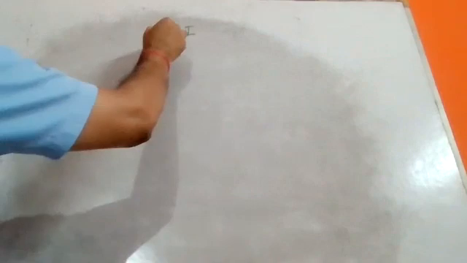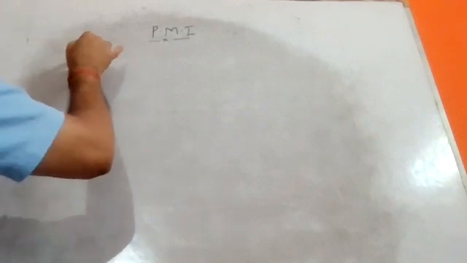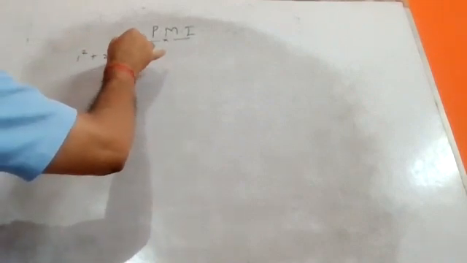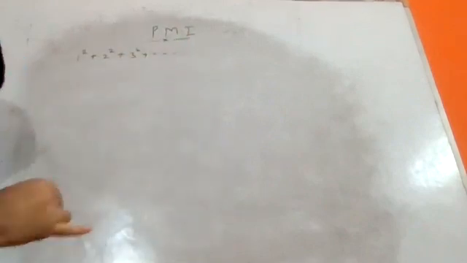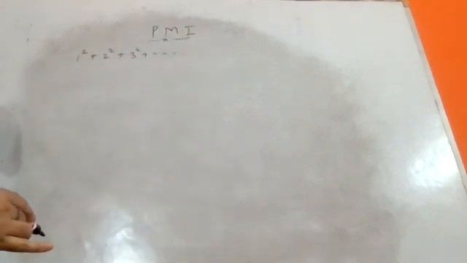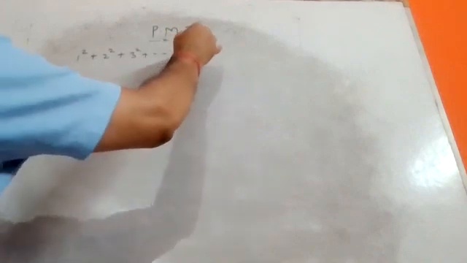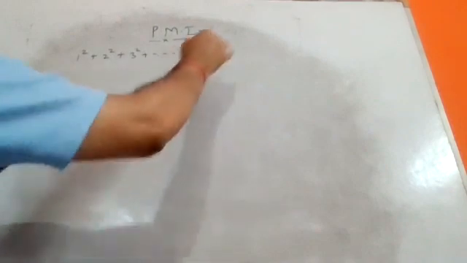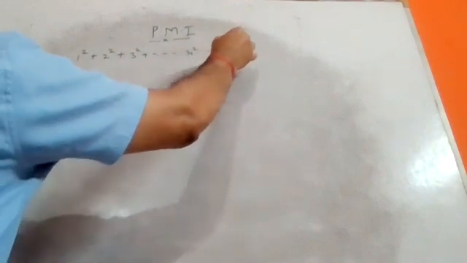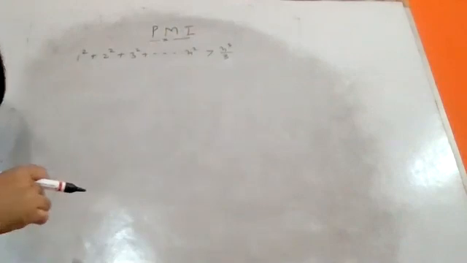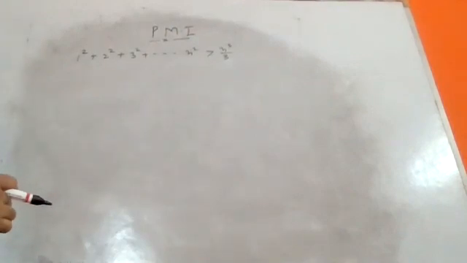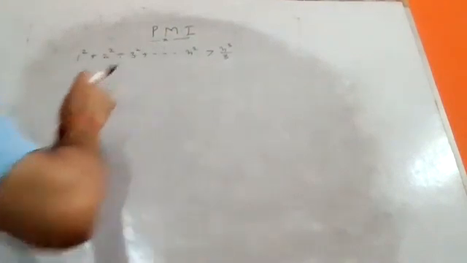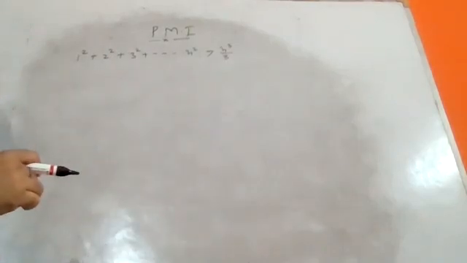They are saying, show that by PMI, 1 square plus 2 square plus 3 square plus up to n square is greater than n cube upon 3, for all n belonging to natural numbers, right? We are saying this n belongs to natural numbers.